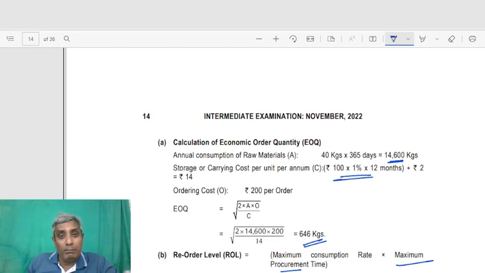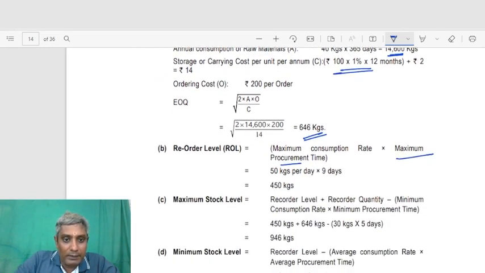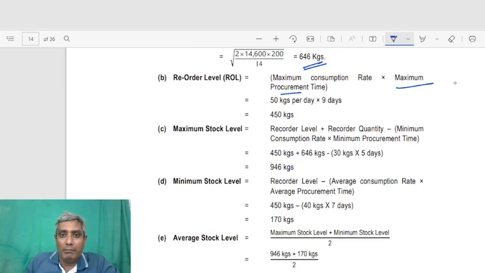If the procurement is given in weeks, you had better convert it into weeks. So depending upon the question, your working should move on. Am I clear? Understood now? Great. Now let us see the next element, which is maximum level, minimum level, and average level.